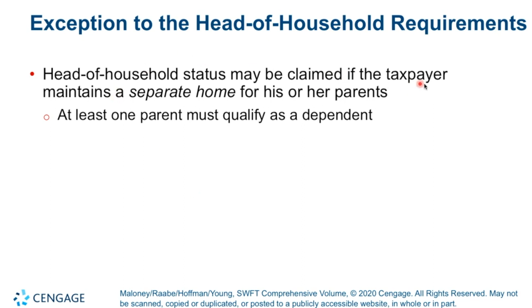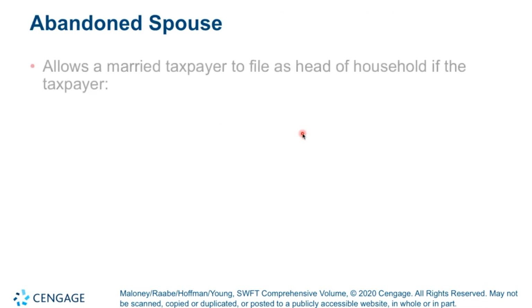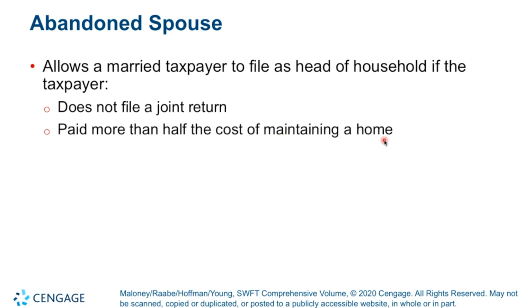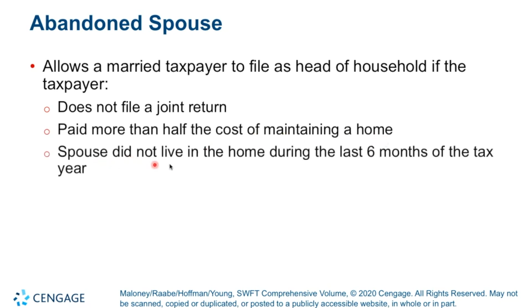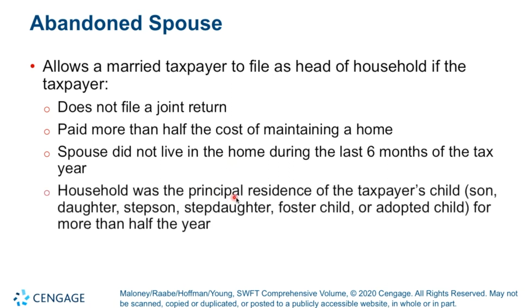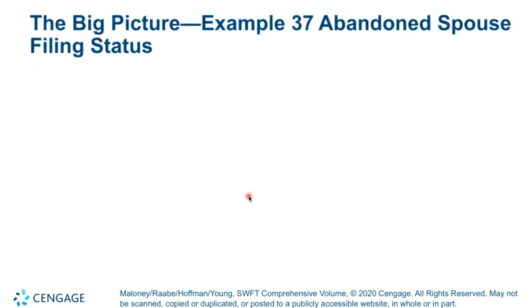So head of household status may be claimed if the taxpayer maintains a separate home for his or her parents. This is one other exception. At least one parent must qualify as a dependent. And for the abandoned spouse, it allows a married taxpayer to file as head of household if the taxpayer does not file a joint return, paid more than half the cost of maintaining the home, and the spouse did not live in the home for the last 6 months of the tax year. And the household, of course, was a principal residence for the taxpayer's child. And they actually qualify to claim them as a dependent, of course.